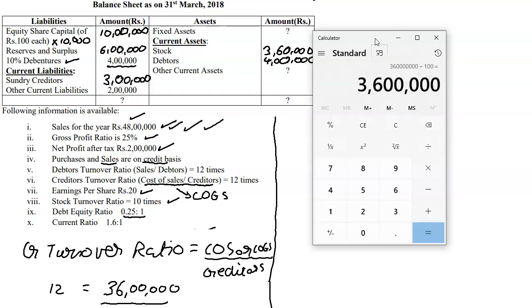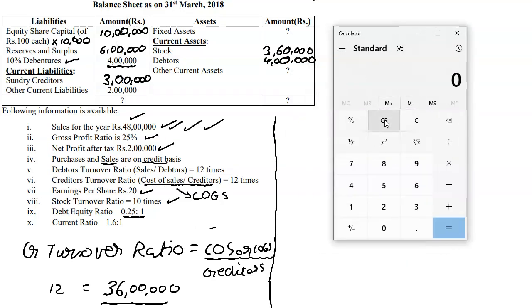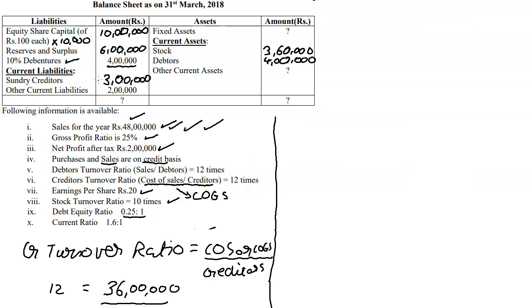And the balance sheet by definition balances. That means I can now take the total, which is 10 lakhs plus 6 lakhs plus 4 lakhs plus 3 lakhs plus 2 lakhs, which I'm guessing is 25 lakhs. That is the total of the liability side, which, if I am correct till here, must also be the total of the asset side.